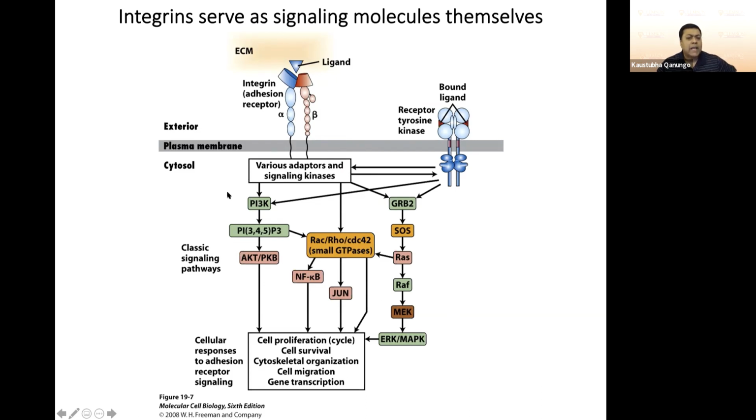Again, remember that I'm not going to ask any of these signaling questions. So you do not have to memorize any of these, PI3K, GRB2, which happens after that. The take-home message here is that integrin can serve as a signaling molecule. If a ligand binds, it can ultimately cause cell migration, gene manipulation, transcriptional activation. So just an overview of that. I'm not going to ask any detail of this.